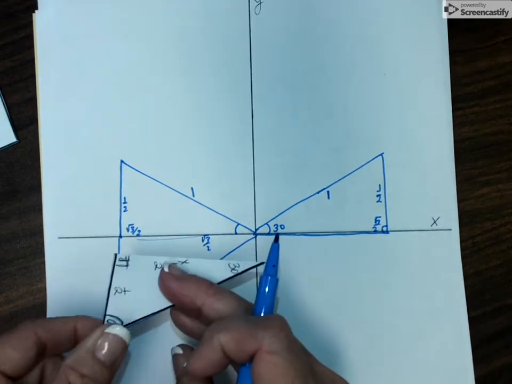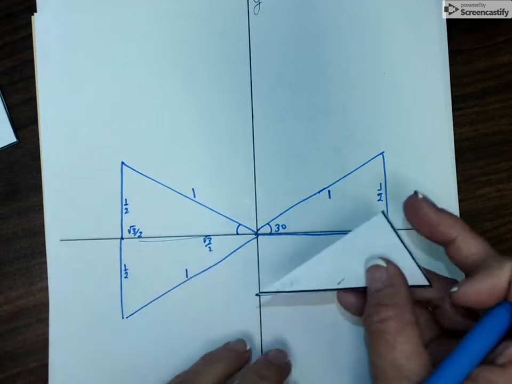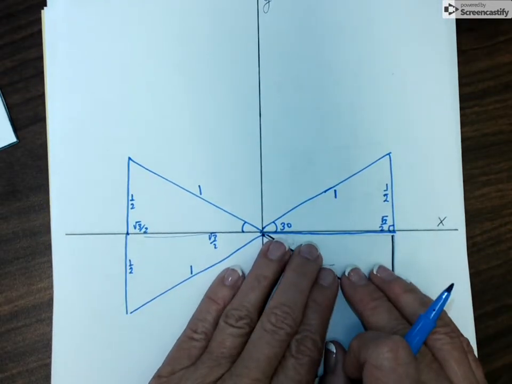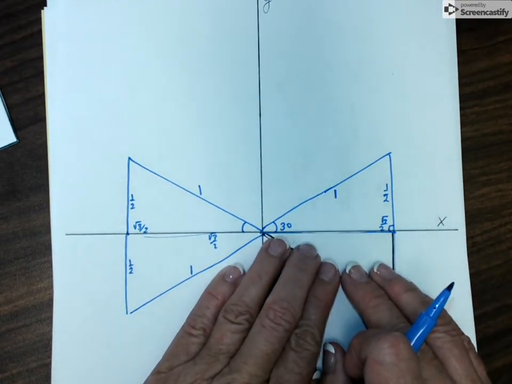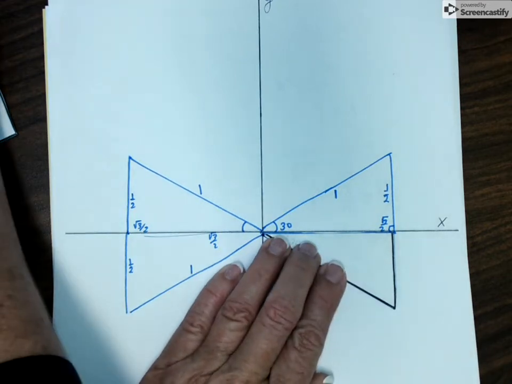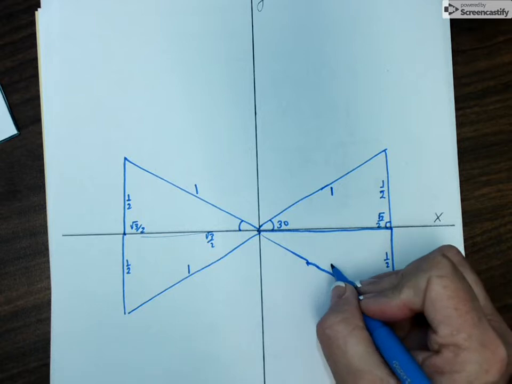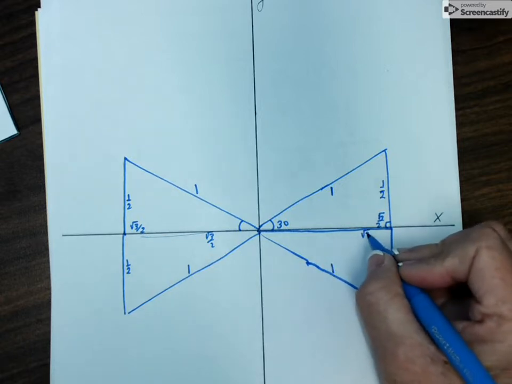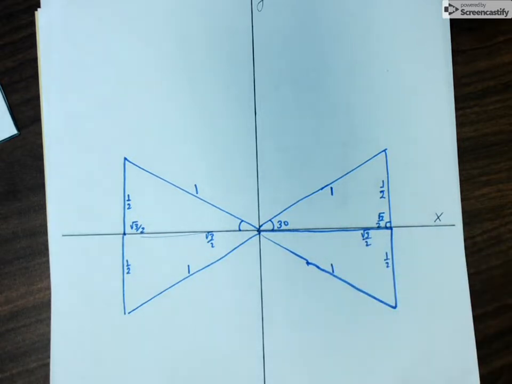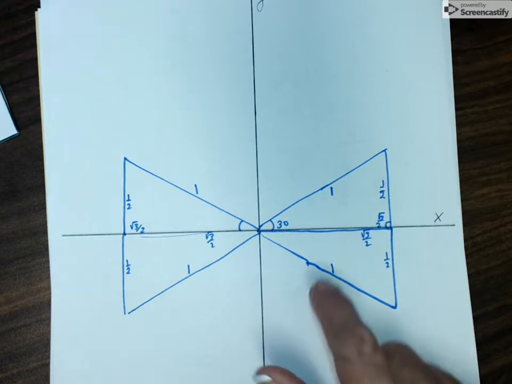And let's make one more reference triangle. This we reflect back, and we're going to trace it again over on the quadrant and label our sides. So that's 1/2, length was 1, and this was square root of 3 over 2. Okay, we've now drawn a little bow tie, if you will.